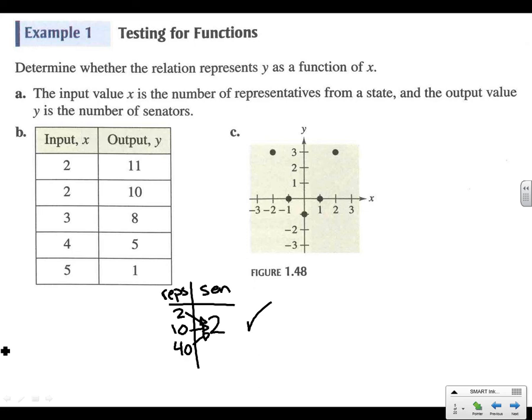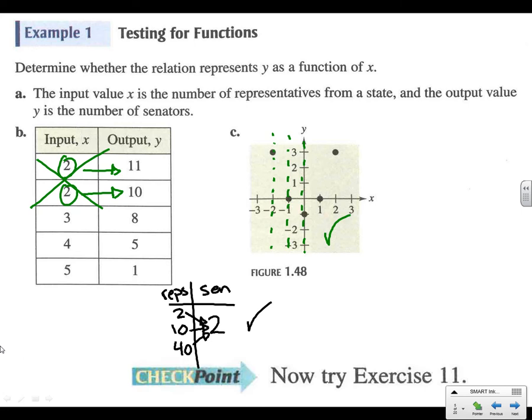So we can see that right away on example B. 2 has 2 separate outputs. Immediately, no go. That is not a function. And then C, graphically, we can check, does this pass? Well, this is the vertical line test. Does this ever touch 2 points at the same time? No, it does not, so this passes. So yes, this is a function that is allowed. So a couple different ways we can look at it. See if you can figure out the answer to exercise 11.